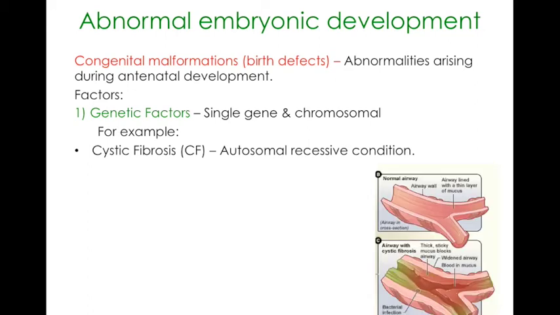Here's just a diagram of what it looks like. The airways in particular are ones that are affected. The mucus lining thickens too much and doesn't get removed, and individuals with cystic fibrosis will often have trouble breathing because of that mucus buildup in the lungs.